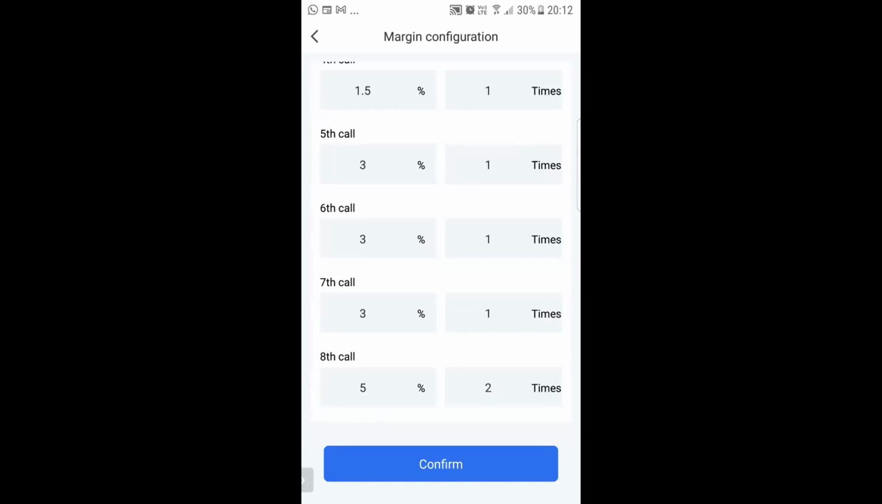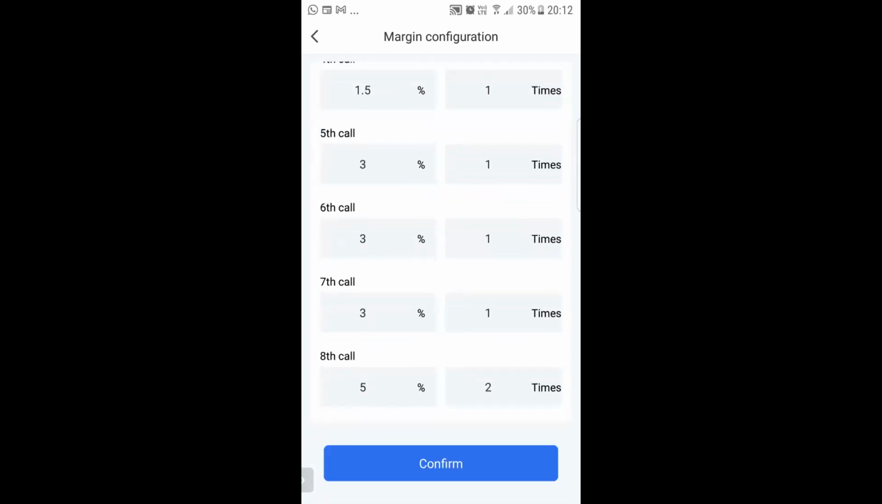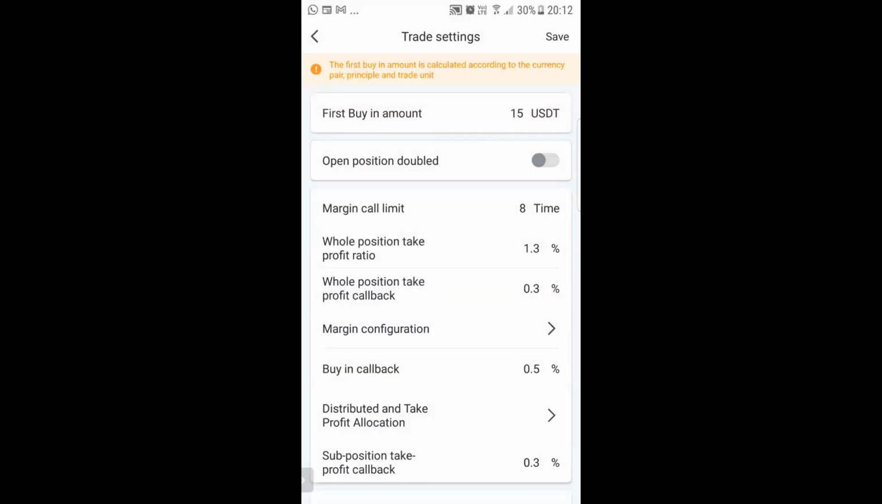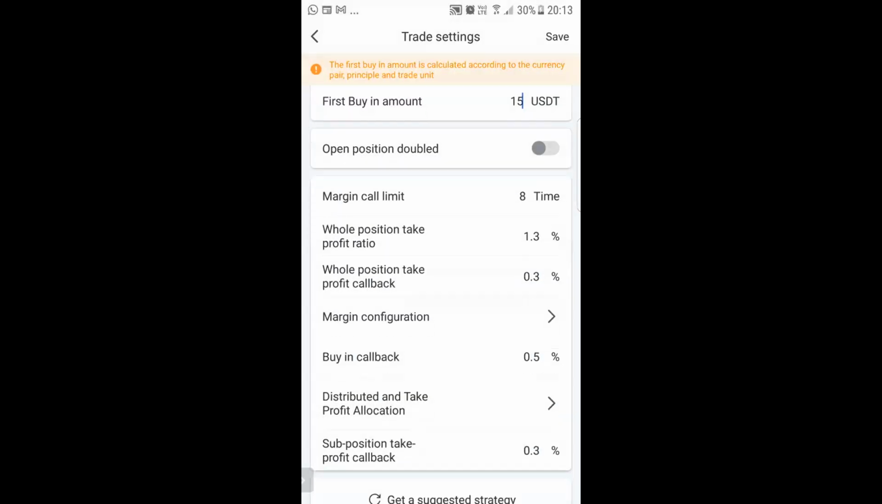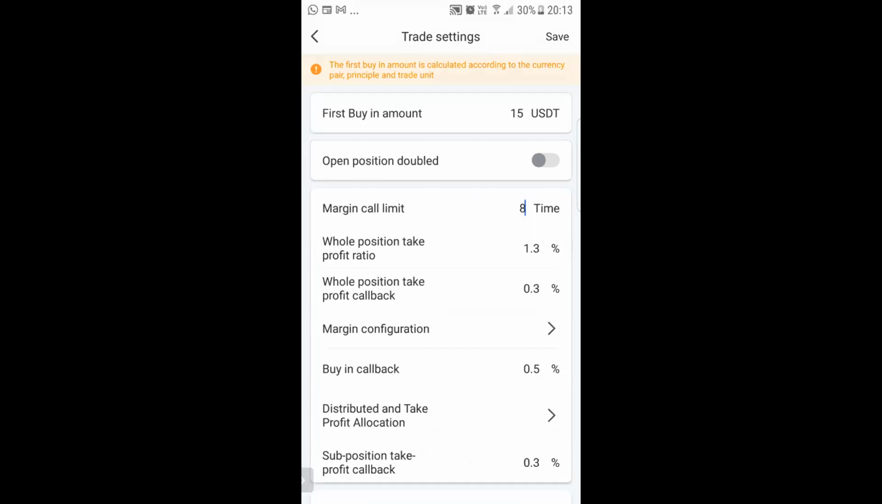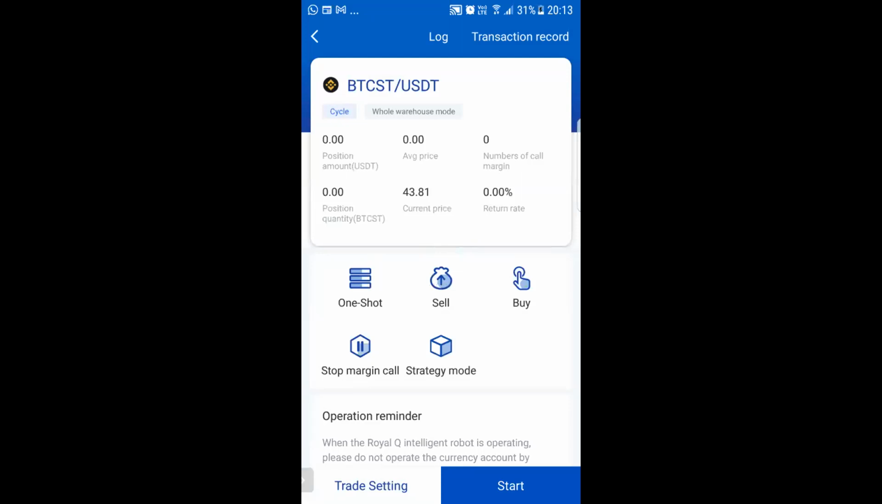Even before I confirm, we need to save these settings. We will save them when we finish. Now, this is what is happening. We confirmed that. So you can see that on distributed and take profit allocation, you come there and you can check those 1.3s are okay according to what they are, confirm. And it means in this case, we are happy with our settings. You can save. And please change the strategy.